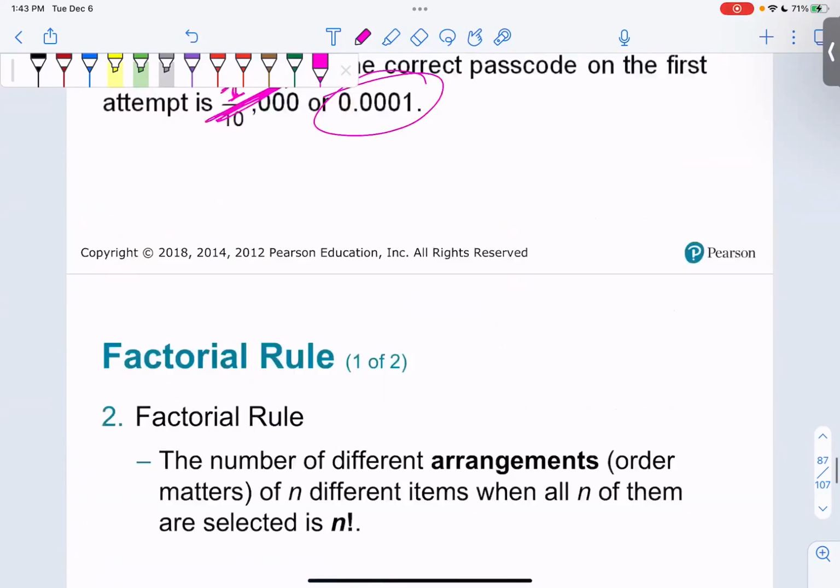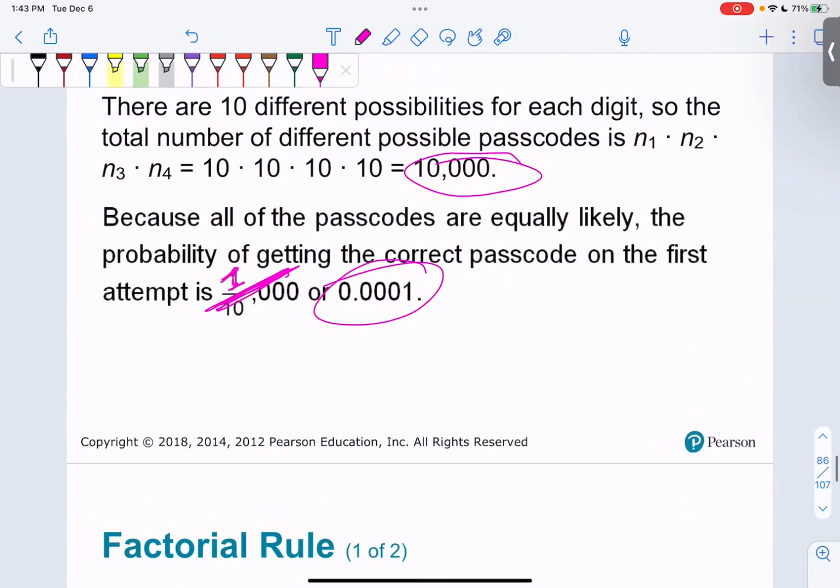But each square represents 10. Each square represents 10 different choices. In each square, you can choose any number from 0 to 9, right? For the passcode, we have 4 digits. So each one, 10 ways, 10 ways, 10 ways, 10 ways, right? Then it will be 10,000.